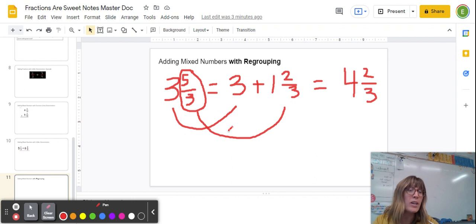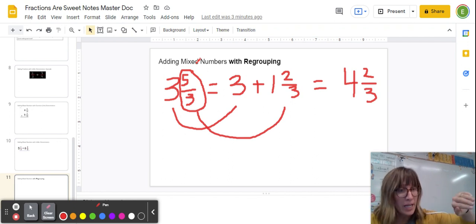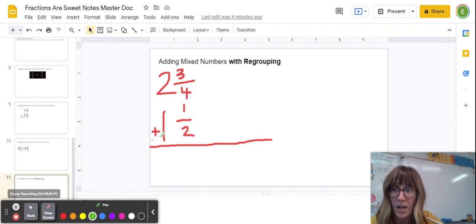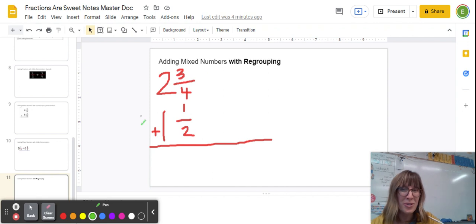And a time where you might run into this is when you are adding mixed numbers and you end up breaking up, working with your fractions first and then adding your whole numbers, right? You might end up with a top-heavy fraction that you need to add to your whole number. So let's practice. So let's say we're starting here. We want to add 2 and 3/4 plus 1 and 1/2. So first things first, what we notice is we need to find a common denominator.